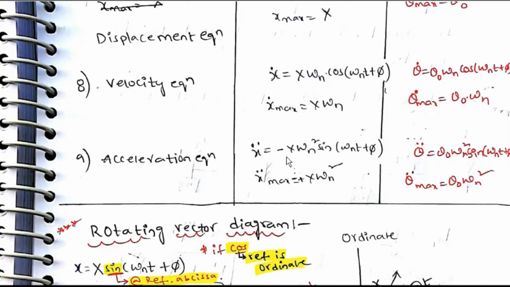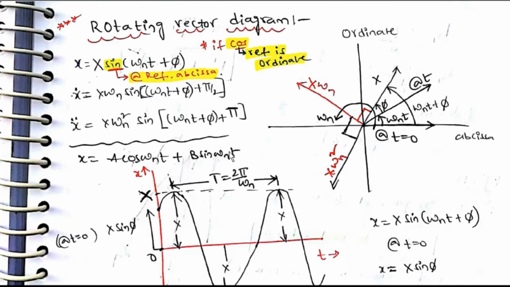Acceleration equation: x double dot is equal to minus X omega n square sin of omega n t plus phi. X double dot max is equal to plus X omega n square. Theta double dot is equal to minus theta naught omega n square sin of omega n t plus phi. Theta double dot max is equal to theta naught omega n square.